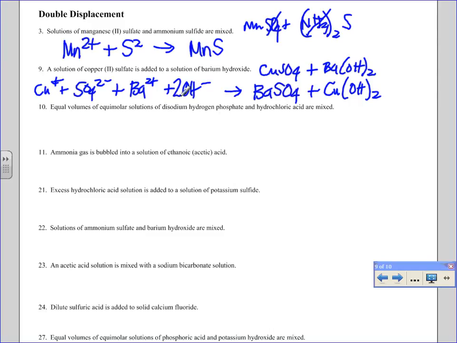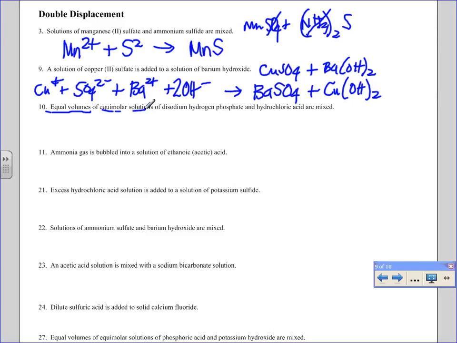The next one here, equal volumes of equimolar solutions of disodium hydrogen phosphate and hydrochloric acid are mixed. These phrases here, equal volumes and equimolar solutions, are clues to the fact that you probably are dealing with an acid-base reaction. So equal volume, so you can imagine a volume if you wanted to. Equimolar, that means that the solutions are the same concentration. So what we want to do is analyze what we've got here.